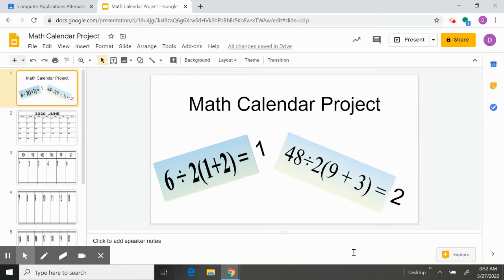And I say this week because I'm going to give you 4 days to complete this assignment. And when I explain it, you'll see why. It's called the Math Calendar Project. And you can see there's some sample math problems right there, but don't worry about those at the moment.